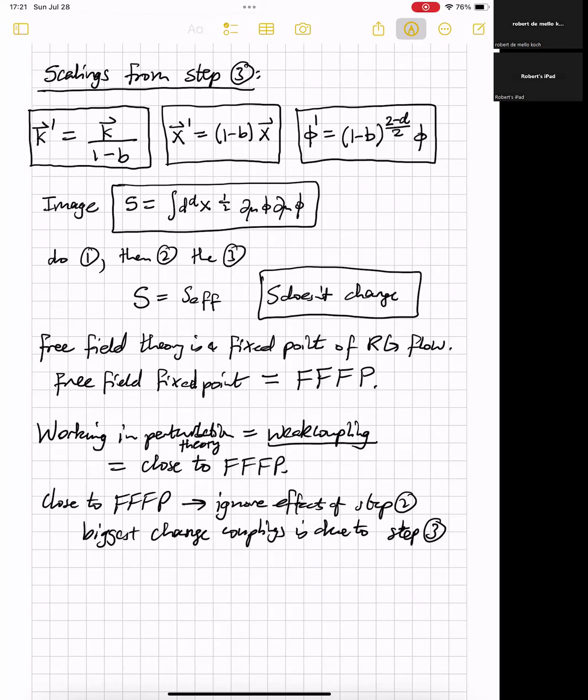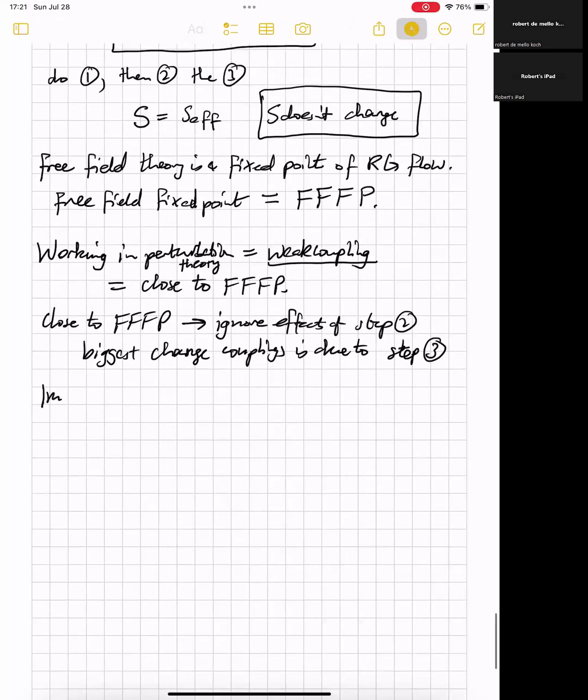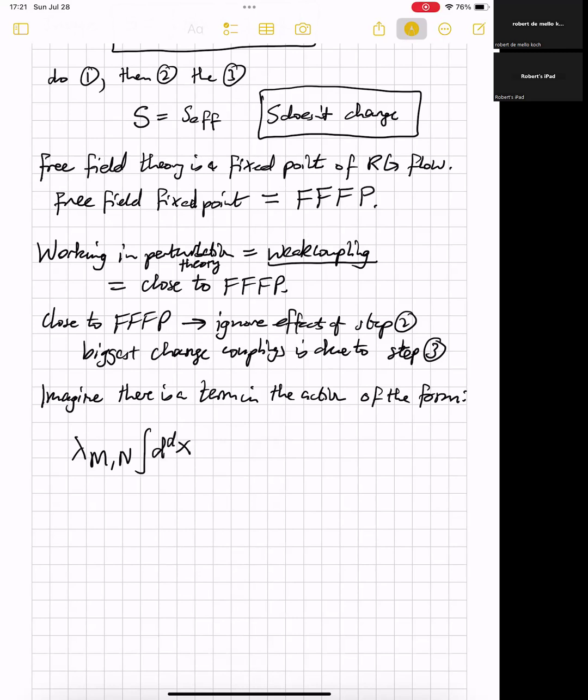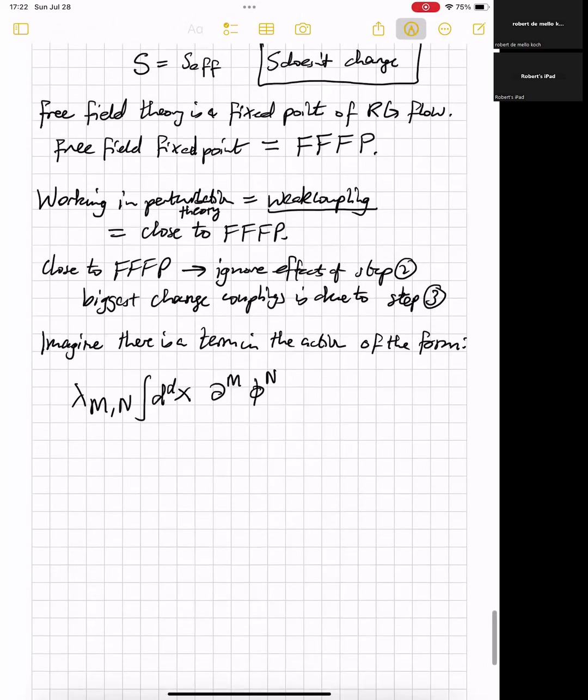So let me give you an example. Imagine there is a term in the action of the form with a coupling. I'm going to call it lambda, capital M, capital N. What capital M and capital N count is that there's a total of M derivatives and N fields. Now, I've been very schematic here, so let me give you a detailed example with a specific M and N.